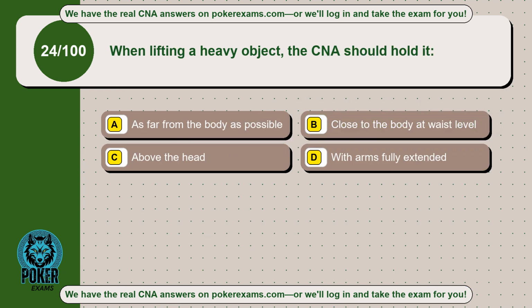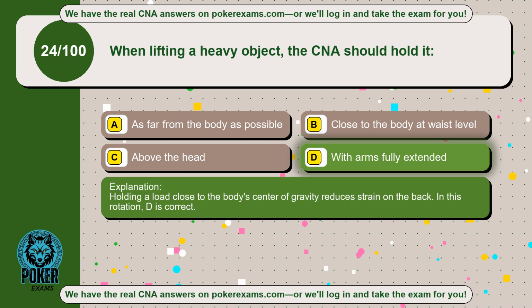Question 24. When lifting a heavy object, the CNA should hold it: Option A, as far from the body as possible. Option B, close to the body at waist level. Option C, above the head. Option D, with arms fully extended. The correct answer is option D, with arms fully extended. Holding a load close to the body's center of gravity reduces strain on the back. In this rotation, D is correct.